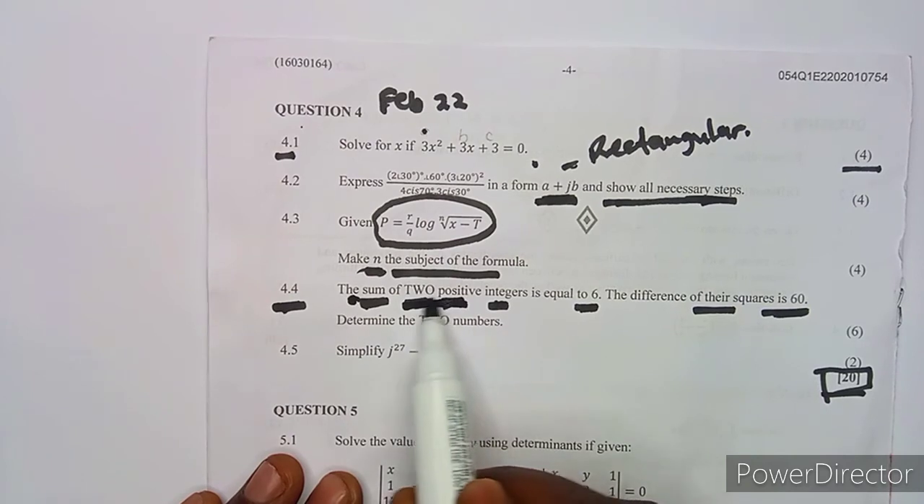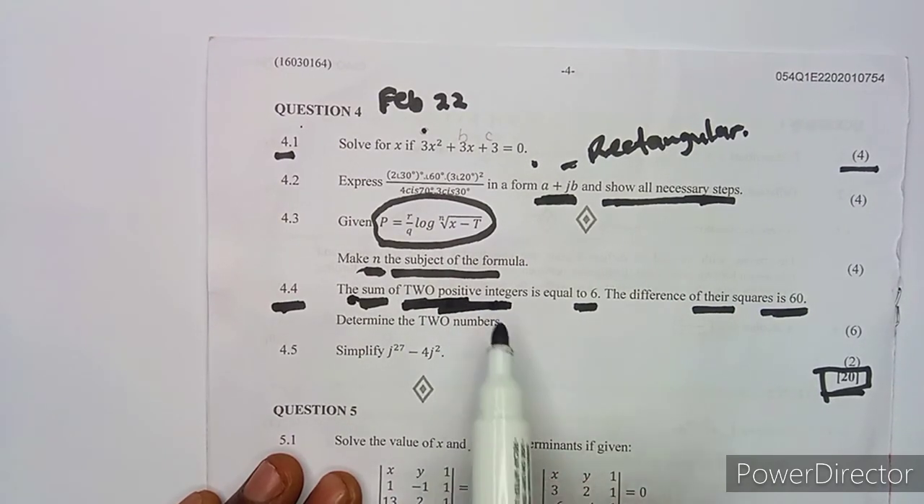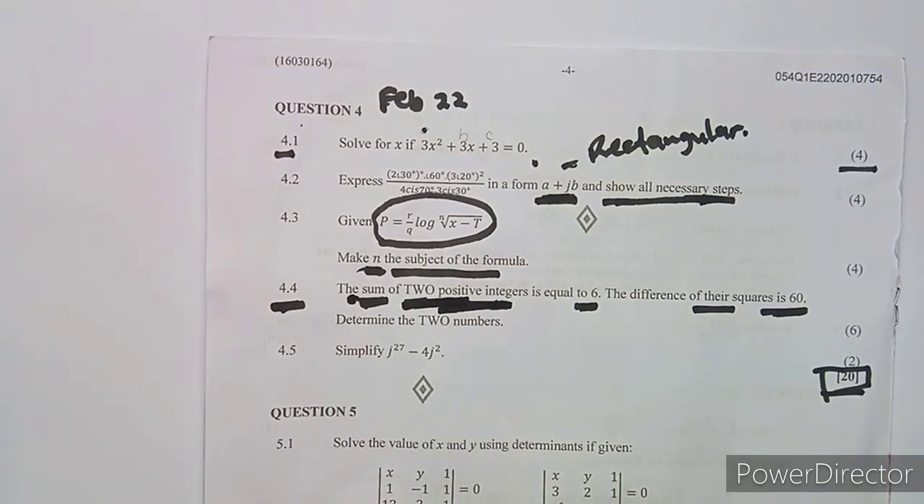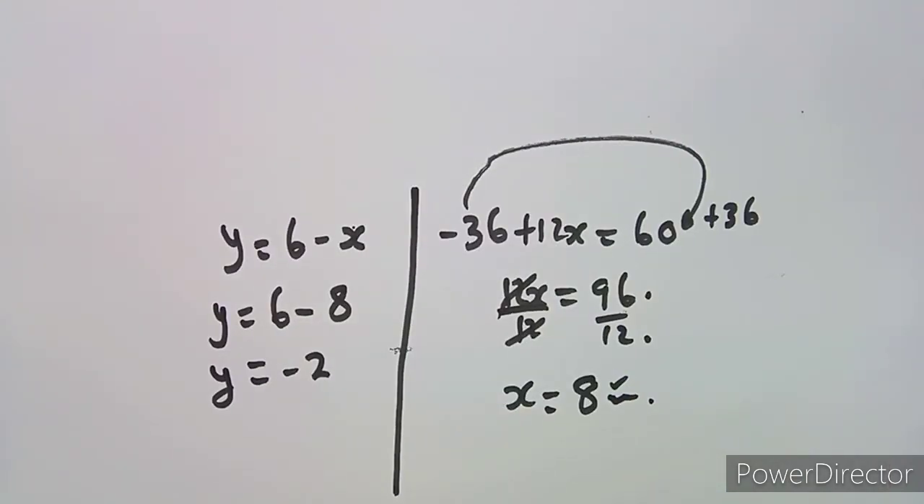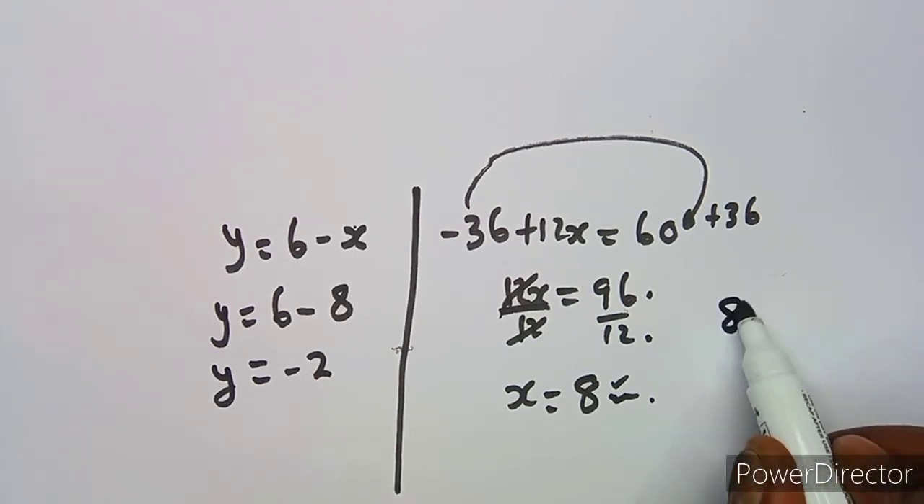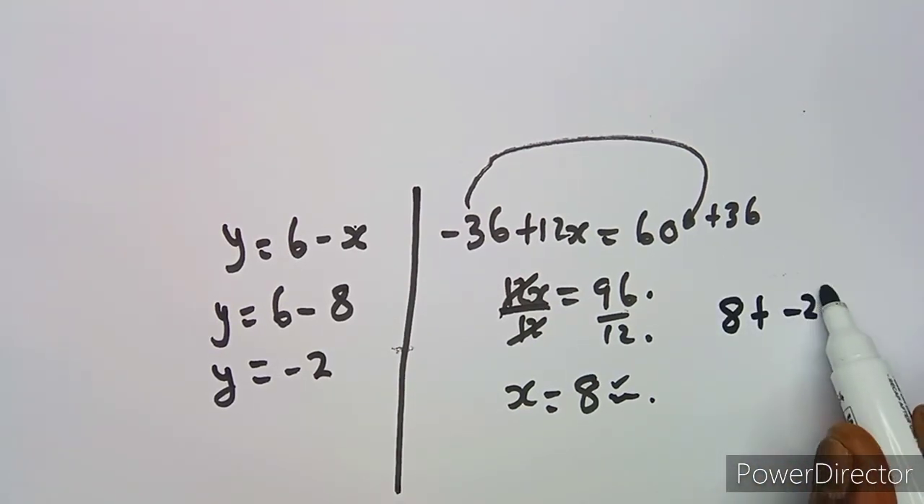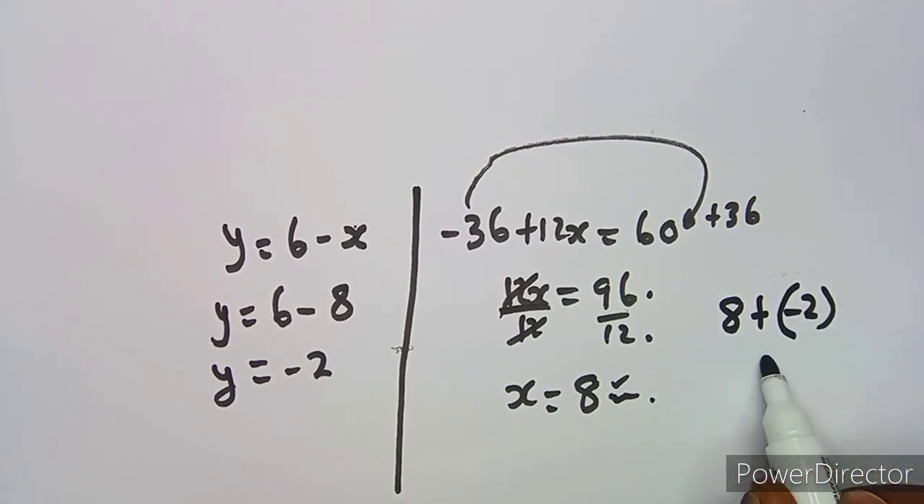of two positive integers. That is where it's now becoming weird, because the integer that we obtained, which is only positive, this one is negative. But if we add 8 plus -2 like this, we are going to obtain 6. That is what we have.